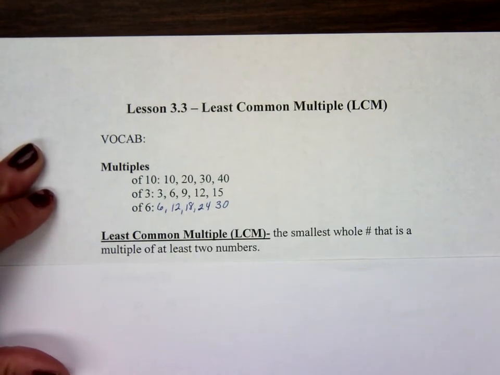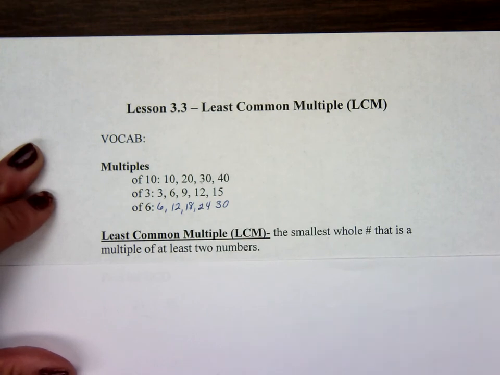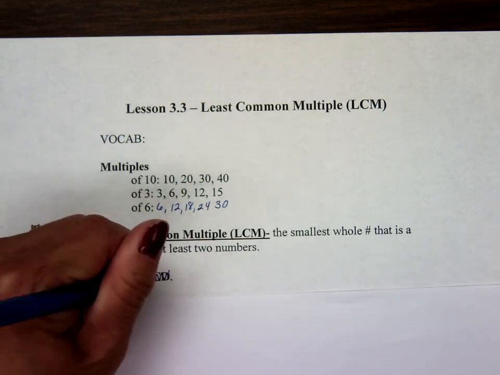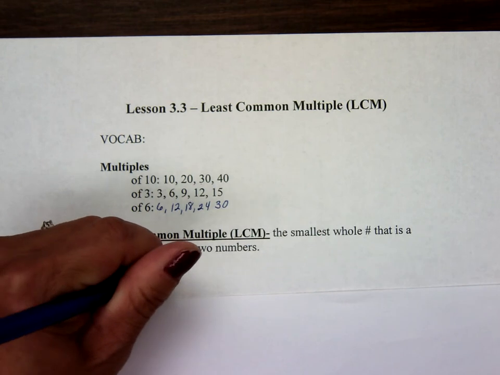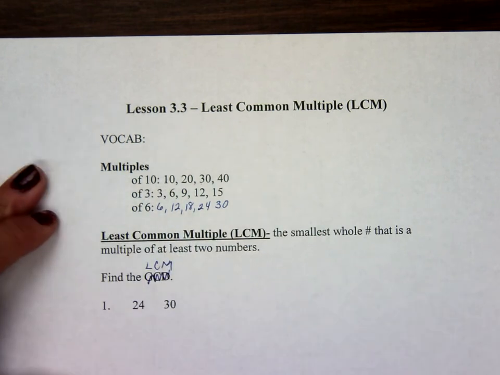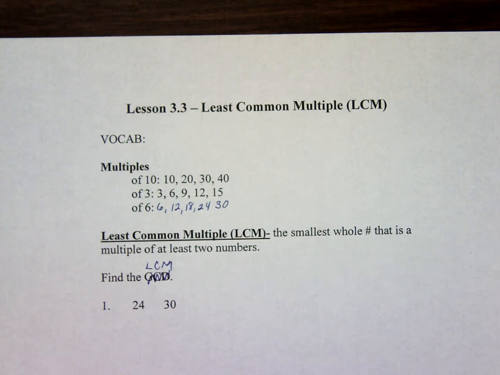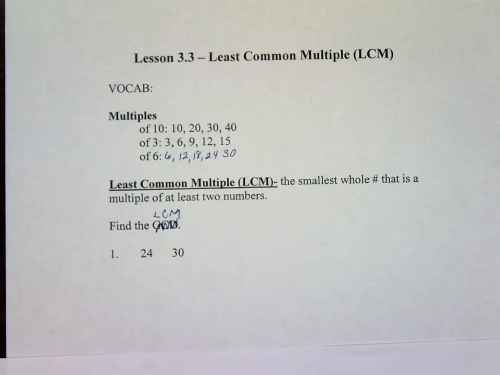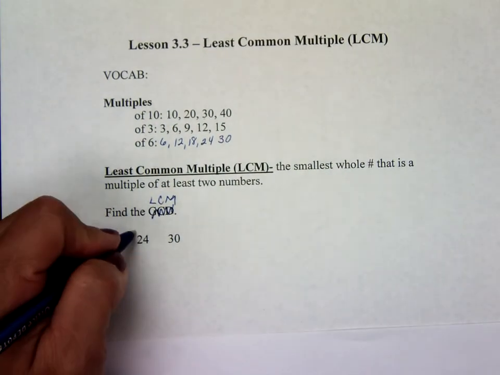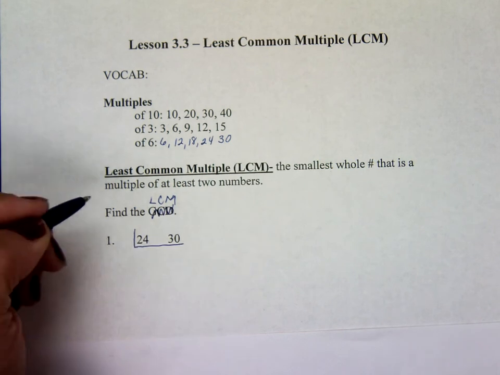The definition of least common multiple, or LCM, is the smallest whole number that is a multiple of at least two numbers. So find the LCM. Okay, you'll notice these are the same numbers as greatest common divisor. So you're going to do exactly the same thing as you did to find your GCD.